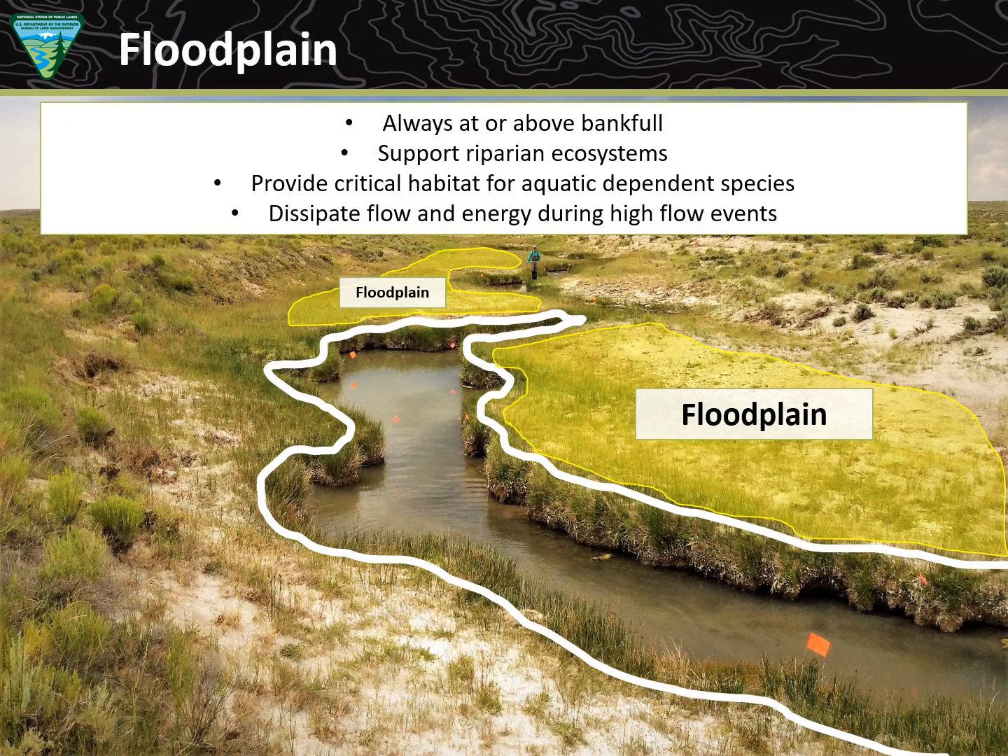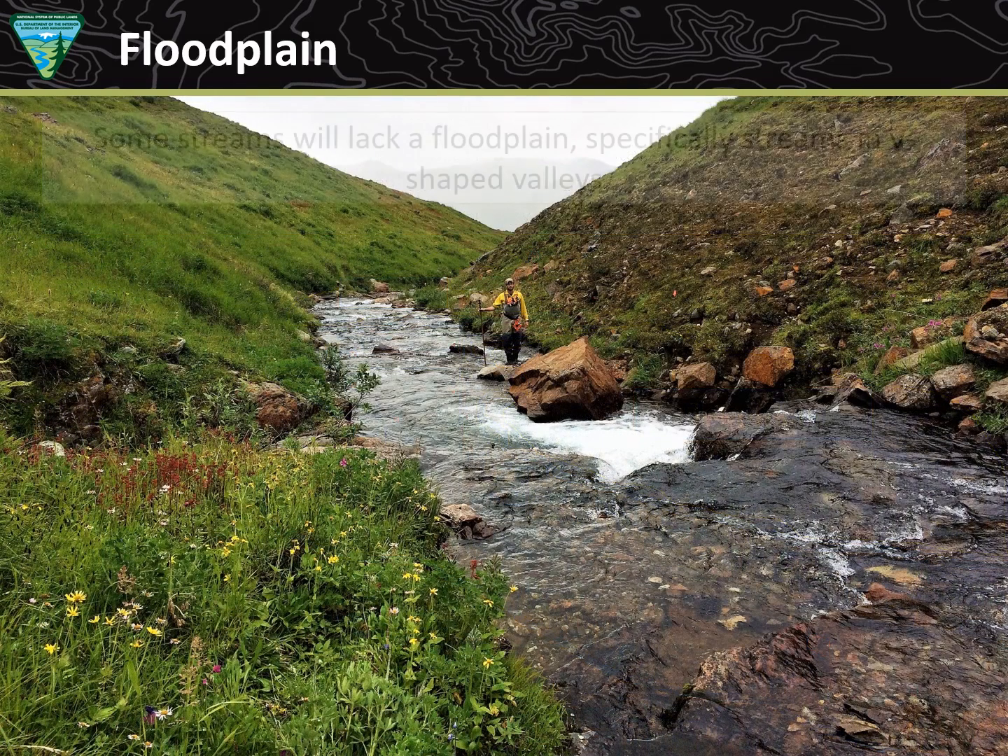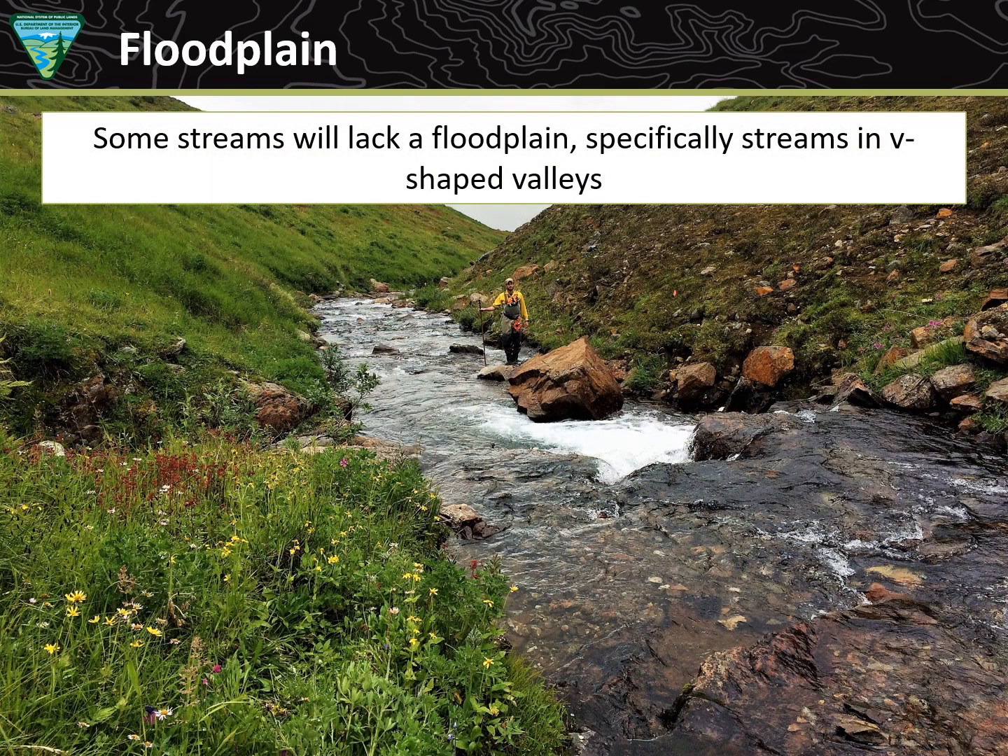The floodplain is a relatively flat depositional surface adjacent to a stream or river that is formed by periodic flooding. Floodplains are important because they support riparian ecosystems, provide critical habitat for aquatic dependent species, and dissipate flow and energy during high flow events. Floodplains are always located at or above the height of Bankfull. Some streams will naturally lack a floodplain, specifically streams in V-shaped valleys, which do not have the potential for developing a floodplain.